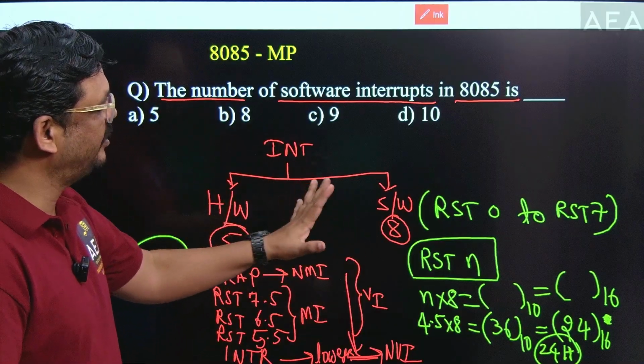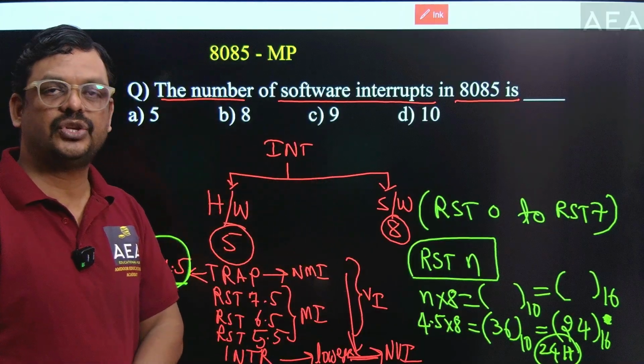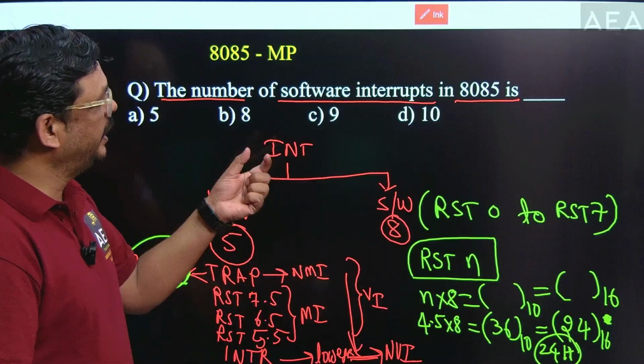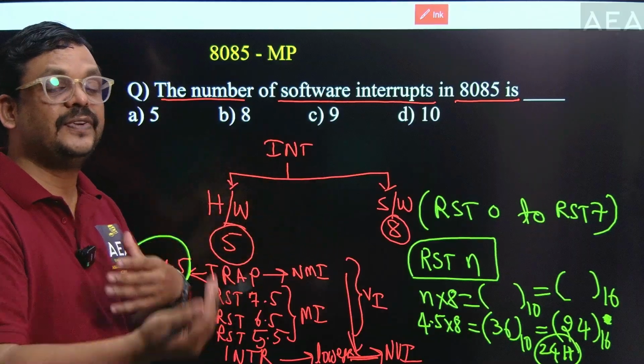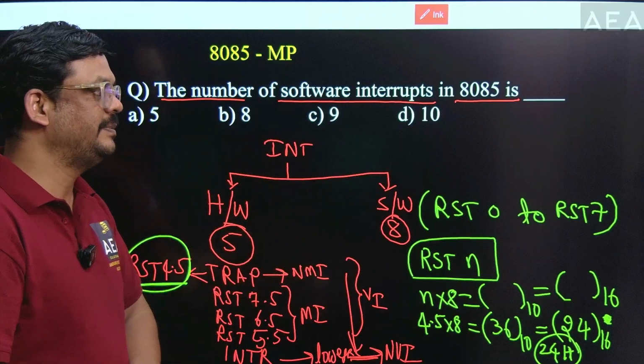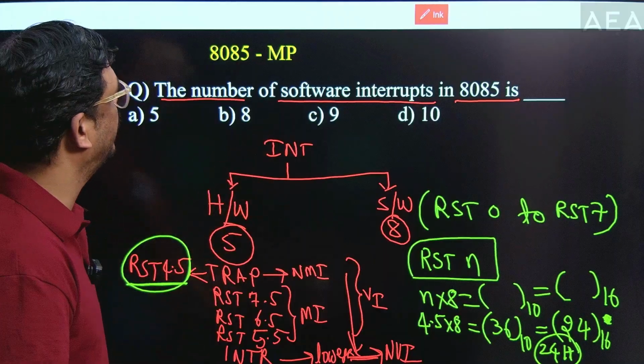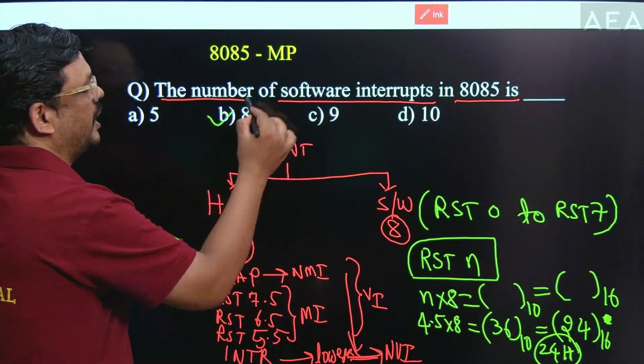So this concept generally comes under the interrupt structure of the 8085 microprocessor. Here I explained the complete concept because sometimes questions can come from this concept also. But based on the given question, for the number of software interrupts we have to select 8.